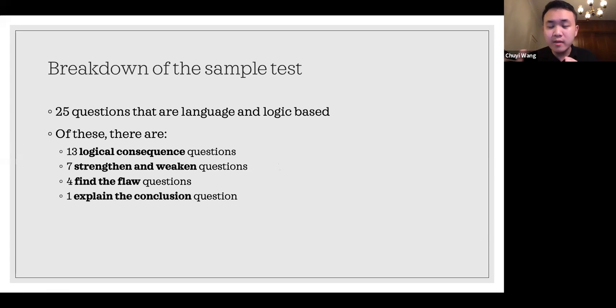Then, of course, we have strengthen and weaken questions, of which there are 7, which means there's quite a lot of them, and they're quite challenging as well. We found 4 find the flaw questions, and finally, right at the very end, we also found this kind of rare category called explain the conclusion. Now, we're going to take you through all 4 categories of these questions to explain how to solve them, and I'm going to take you through a couple of examples for each one as well, just so you understand all the tricks and how to approach each thing accurately and well. But like I said, there's so many of them that we need to get this right. 25 out of 40 is no small amount.